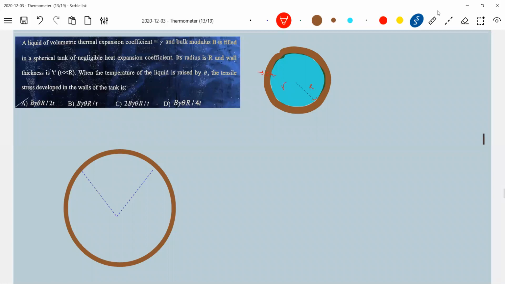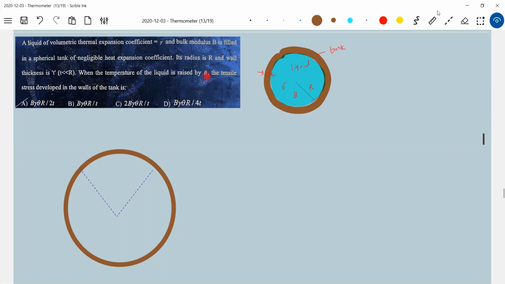Gamma is for the liquid. A liquid of volume thermal expansion coefficient gamma, and the bulk modulus is again for the liquid. This is a liquid. This is a tank. Able to understand now? Initially it's at some temperature. I will raise the temperature.